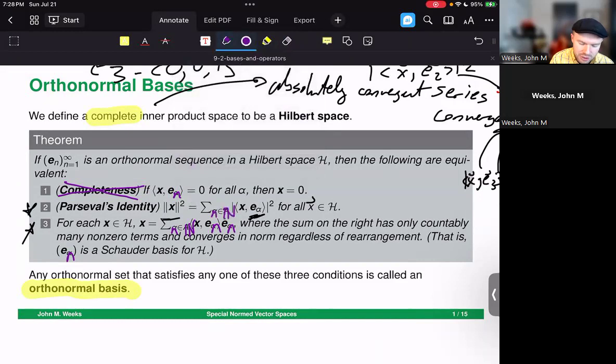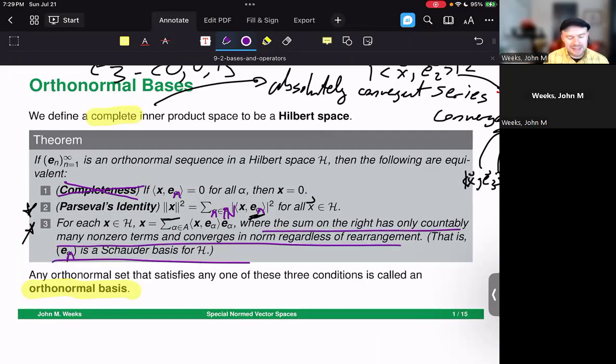Taking a look at condition 3 here, you can erase this so that it doesn't look as messy. Point 3 says that you can take a vector x to be equal to the sum of its scalar projections onto each of the individual vectors E sub n, where the sum on the right has only countably many non-zero terms and converges in norm regardless of rearrangement. That's a lot of words. But basically what that means is that the set E sub n is itself a Schauder basis for the Hilbert space.